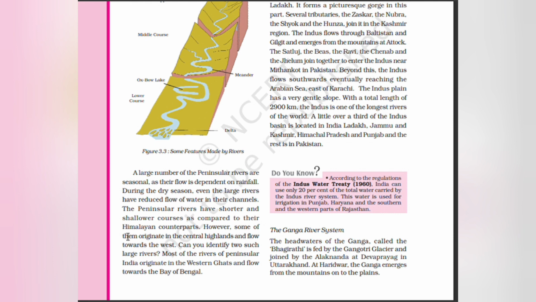However, some of them originate in the central highlands and flow towards the west. Can you identify two such large rivers? Most of the rivers of peninsular India originate in the Western Ghats and flow towards the Bay of Bengal.